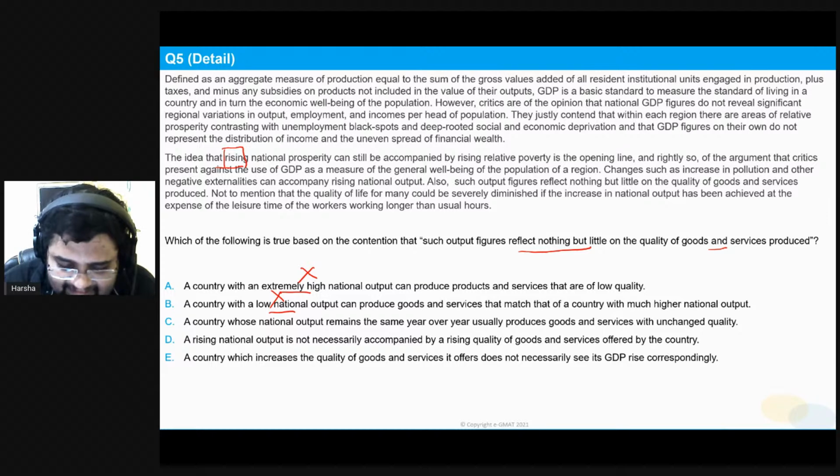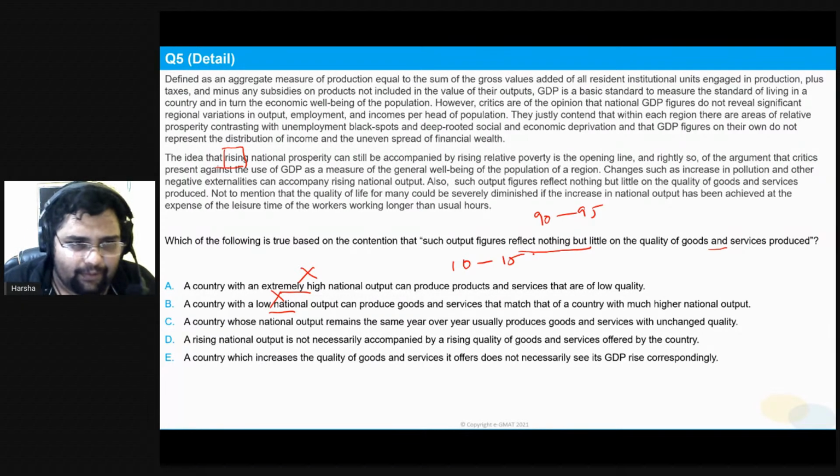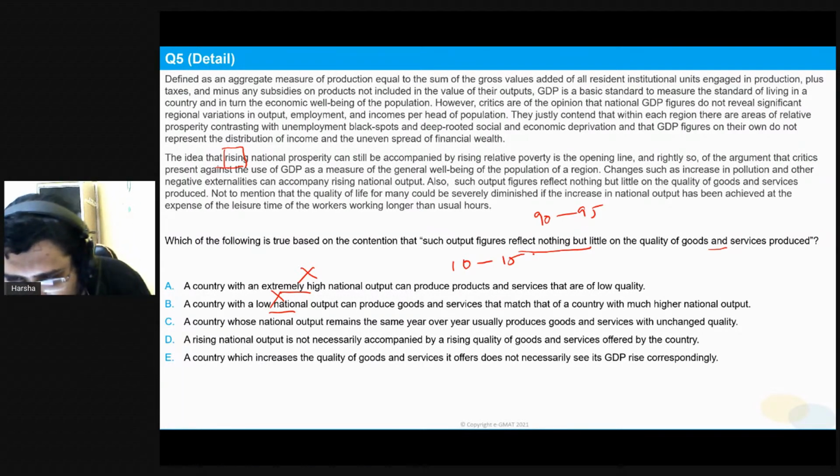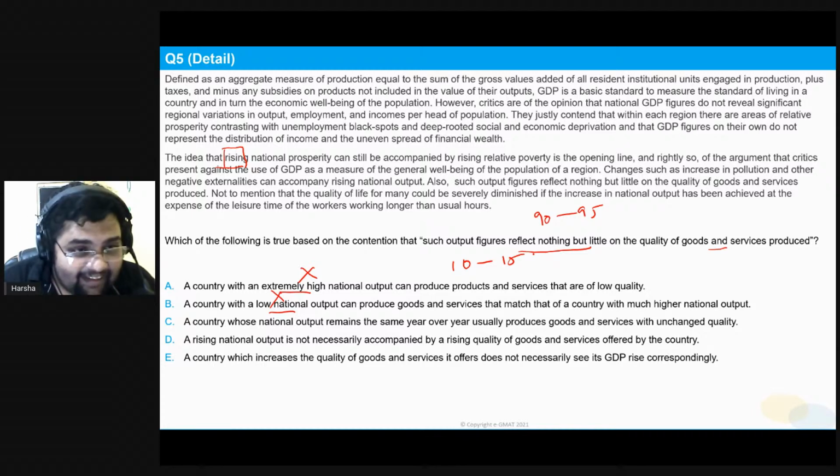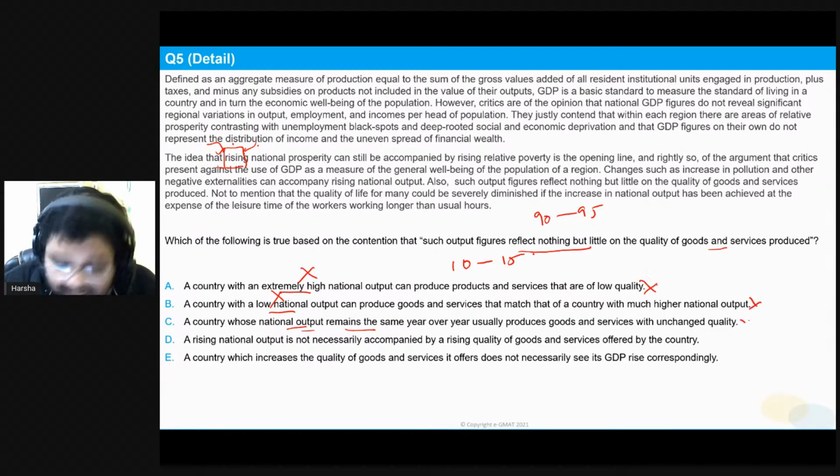All you're given is rising. Rising could be from 90 to 95, or it could be from 10 to 15 also. It could be high, it could be low. You're not given anything about those. If you figure this out, if you spent a minute on "rising" here, for me, eliminating option A, option B, immediate. Option C, very same. National output remains the same. The passage is talking about rising output, not stagnant output, which remains the same. Those are the reasons why A, B, and C are immediate rejects.